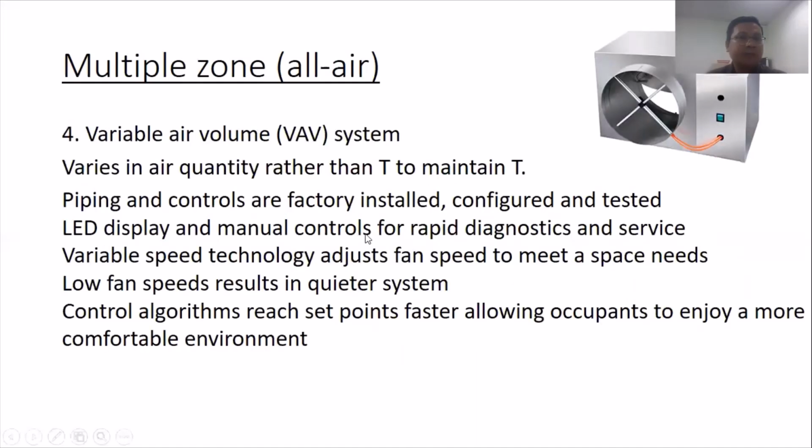Okay, then for the multiple zone, we can see the characteristic. Also, we can control by a variable volume system. So it varies the air quantity rather than temperature to maintain temperature, with piping and controls factory installed, configured tester, LED display, and manual control. So by applying all this equipment in the multiple zone system, we can maximize the operation.